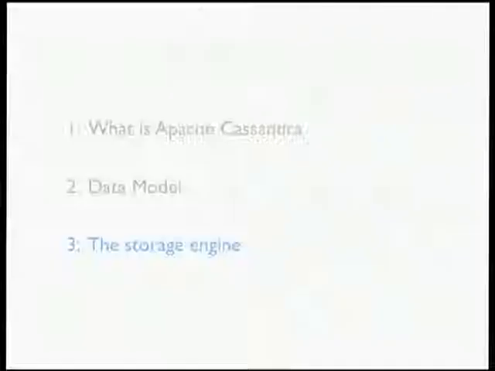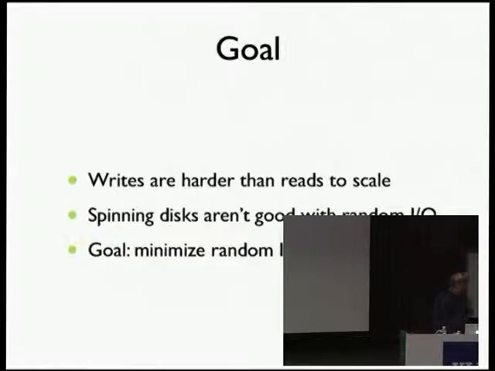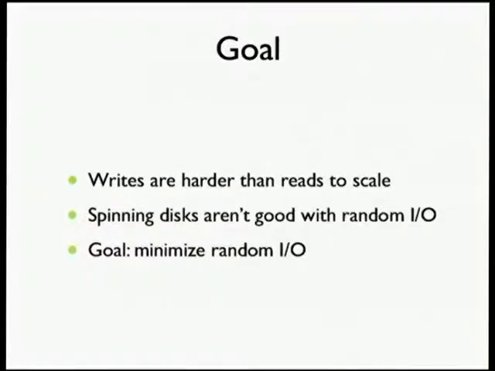And now what I want to talk about is, given this data model, how do we actually store things to disk? So what is the goal here? One of the goals of Cassandra was... there is one thing that I'm claiming, you can disagree, but I'm claiming that writes are usually harder to scale than reads.